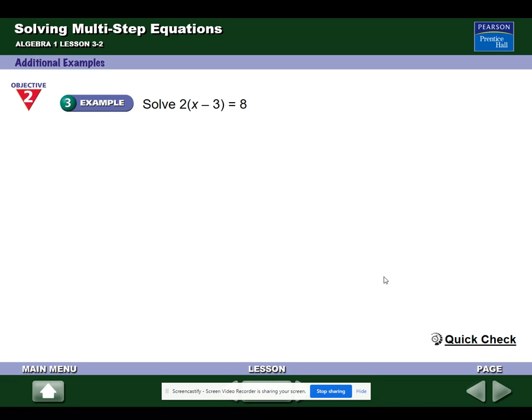In this situation, we want to distribute first. Actually, I'm going to give you 2 ways to do this. Most people would look at this and go, oh, get rid of the parentheses by distributing. Okay, perfectly fine. 2x, and then you're distributing like this, right? So this would be minus 6 equals 8.